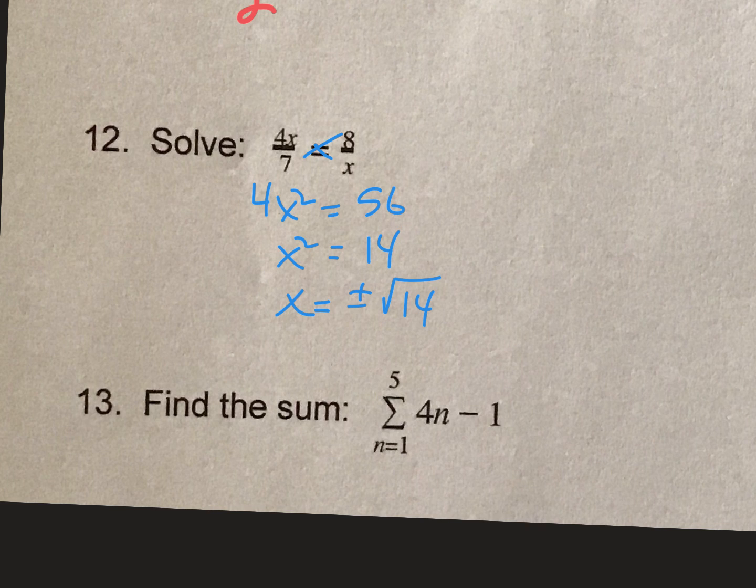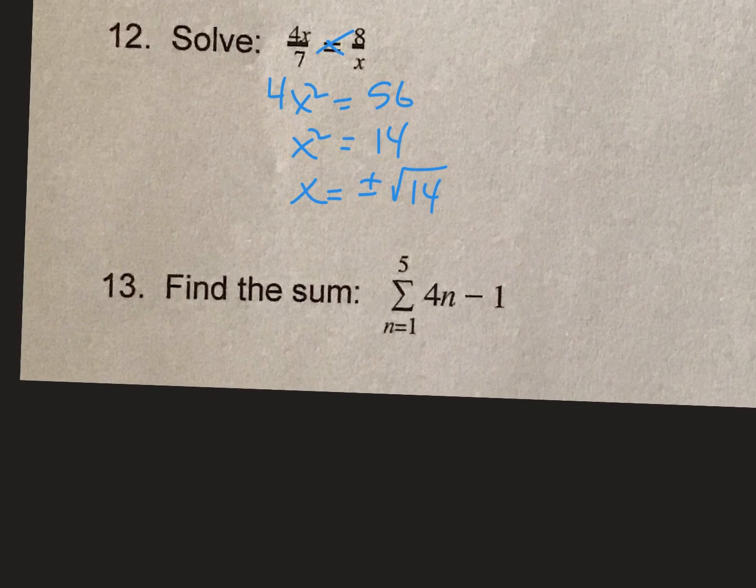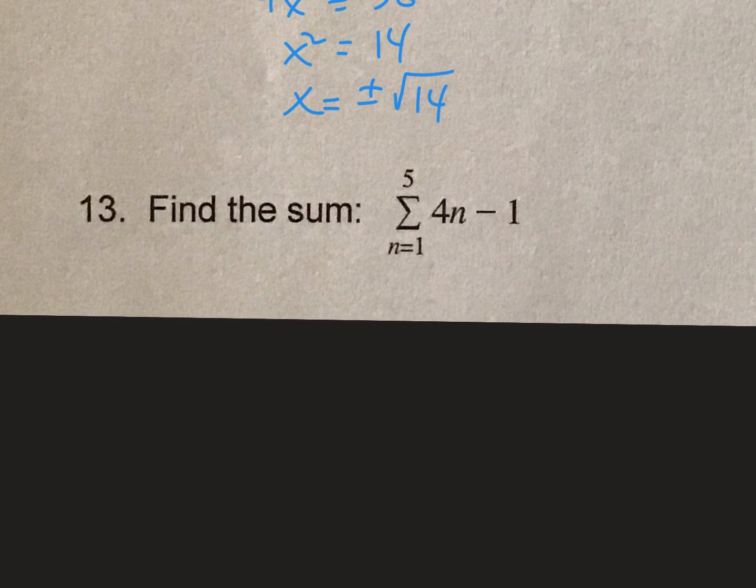You cannot simplify 14. Don't break that down like 7 and 2 because 7 and 2 don't have a square root. So you're just fine. Just stop right there. Okay, square root of 14. That is absolutely fine. And the last one, find the sum.